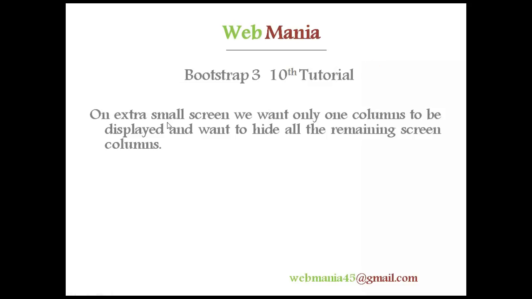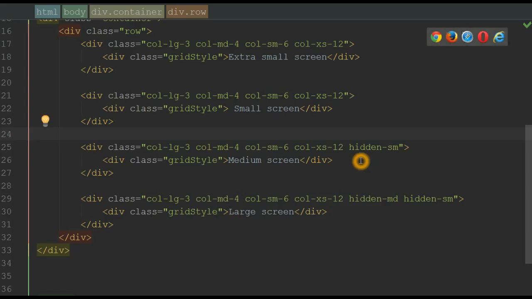Now on extra small screen, we want only one column to be displayed, which is the extra small screen column, and we want to hide all the remaining columns. So let's go to our editor. So it's our editor. Now we want to hide the large screen column on extra small.